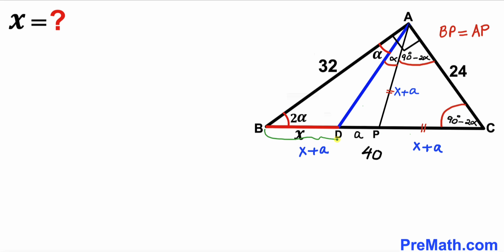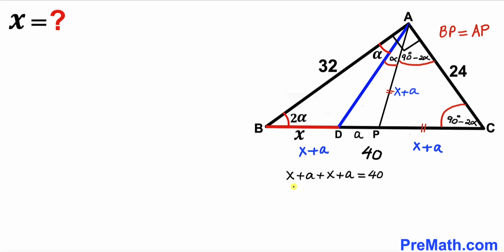We can see this segment BP is x plus a, and likewise this segment PC is x plus a as well. So this total side length BC is going to be x plus a plus x plus a. So let me go ahead and write down x plus a and then x plus a as well equals, and we can also see that this side BC length is 40. So this equation is going to become x plus a plus x plus a equals 40.